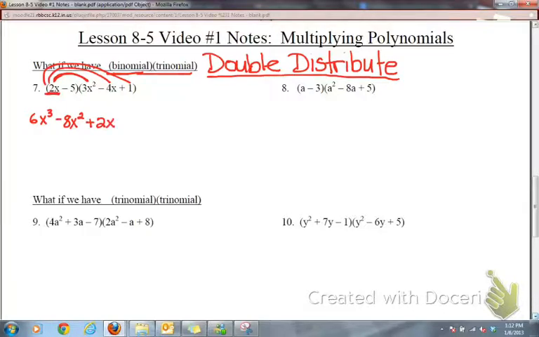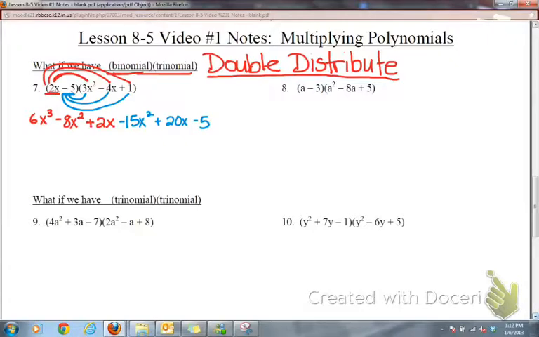Okay, now you have to distribute the other term that was in the binomial. This is a negative 5. So take negative 5 times 3x squared. That's negative 15x squared. Then take the negative 5 times the negative 4x. That's positive 20x. Then, lastly, take the negative 5 times the 1. So that's negative 5.